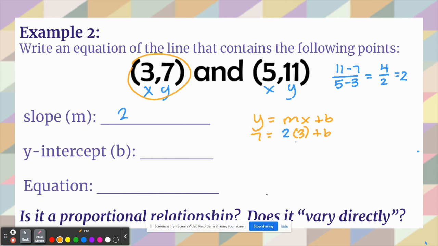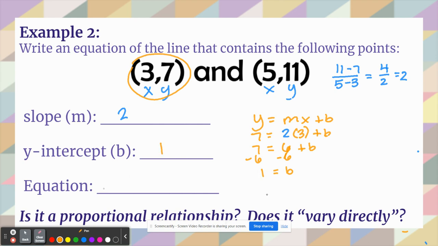So the first step is we're going to multiply 2 times 3. So 2 times 3 is 6. And bring the rest of the equation down. So 6 plus b is 7. Well, you might know what that already is, but we're going to go ahead and show our inverse operation by subtracting. That's a zero pair. Bring down b. Bring down the equal sign, and 7 minus 6 is 1. So my y-intercept is 1.